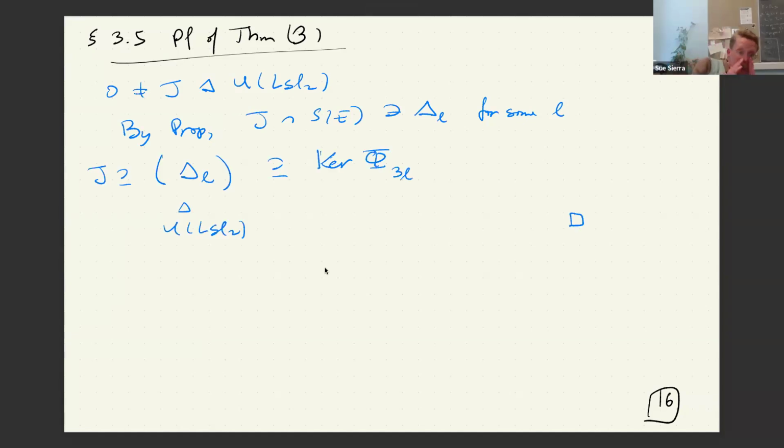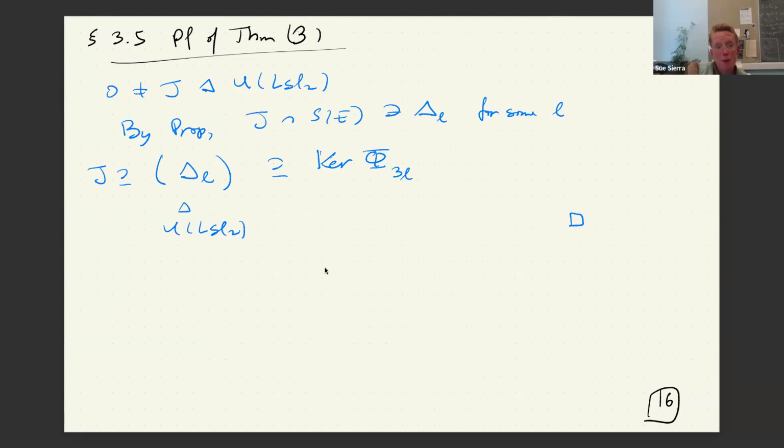So J contains the two-sided ideal generated by delta L, but then one shows that the two-sided ideal generated by delta L contains the kernel of some phi map. It actually contains the kernel of phi 3L. So there's the proof of the structure that we do have on two-sided ideals. And a similar thing is going to work starting with any finite dimensional Lie algebra G, except the number 3 is going to get replaced by the dimension of G.